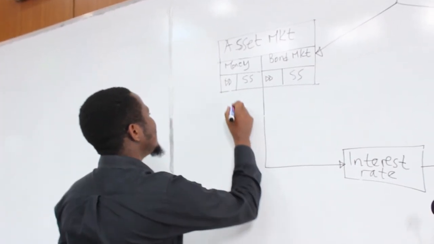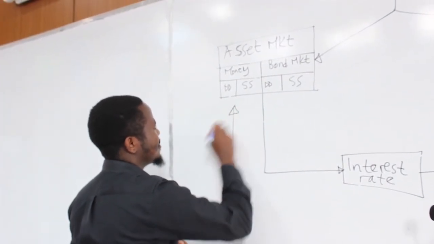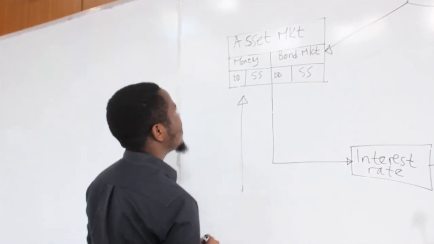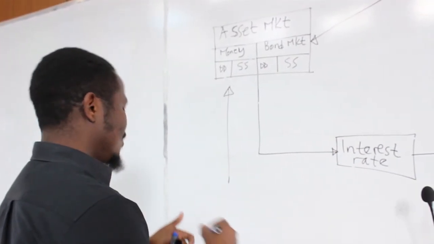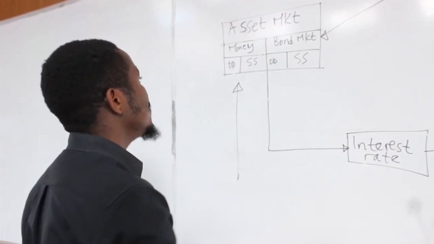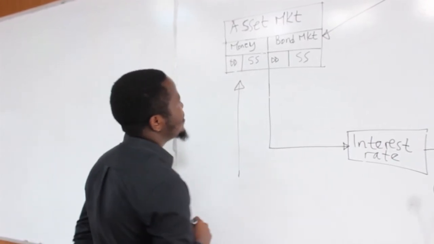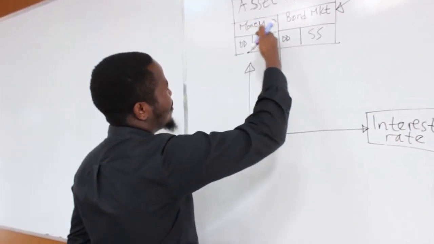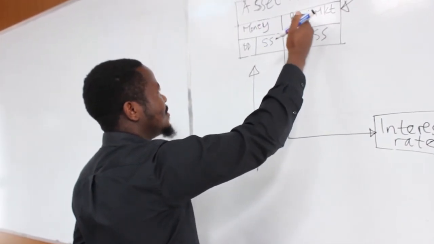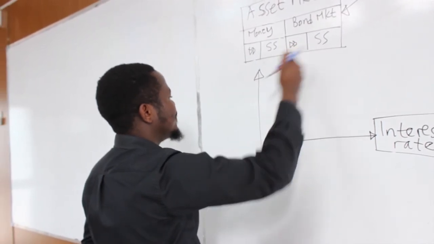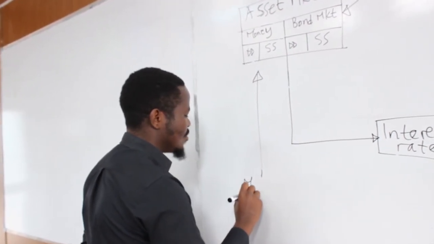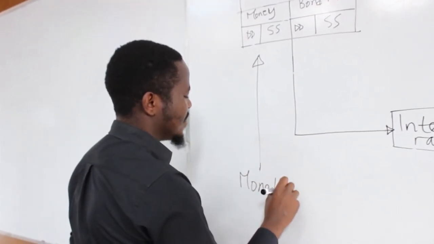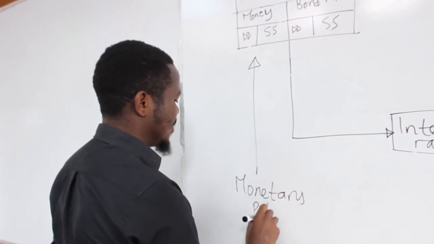So any intervention by the government, suppose the government decides to affect the asset market or the goods market through an intervention, it's possible. Any intervention by the government that affects money supply or money demand, or indeed bond supply or bond demand, will be called a monetary intervention or a monetary policy.